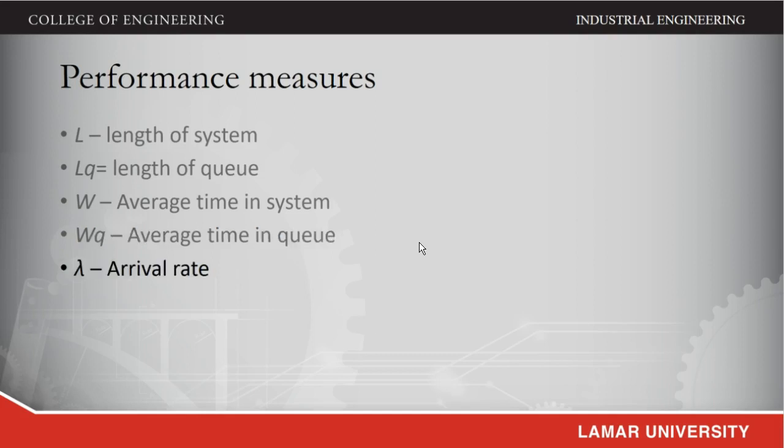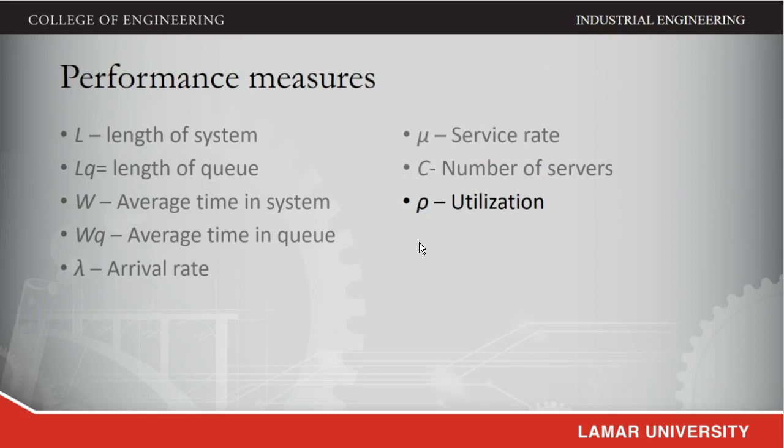We have lambda, the arrival rate, which is the number of clients per unit of time that arrive into the system. We have mu, which is the service rate, or the number of clients that any particular single server can serve per unit of time. C is the number of servers. Rho is the utilization of those servers. Pn is the probability of having exactly n clients in the system.